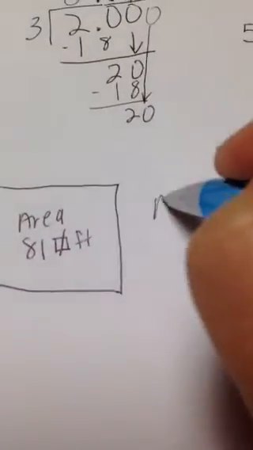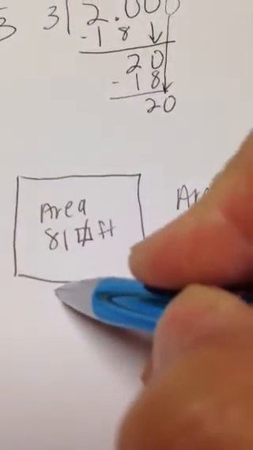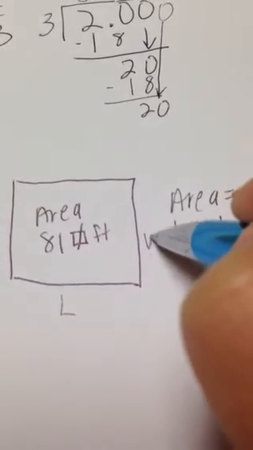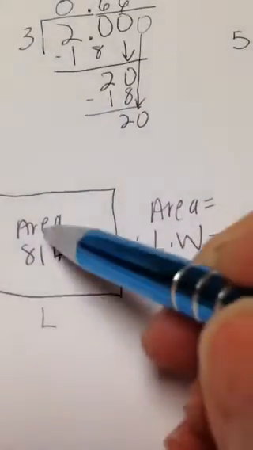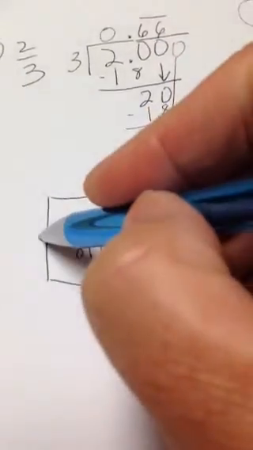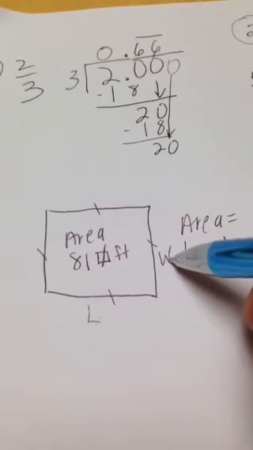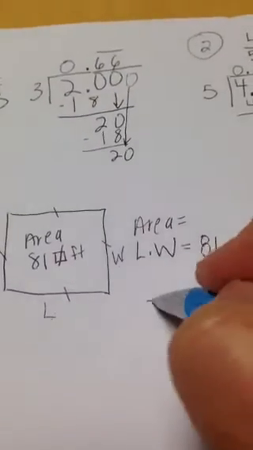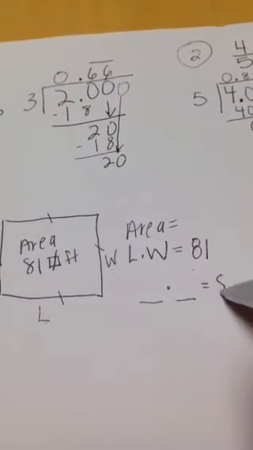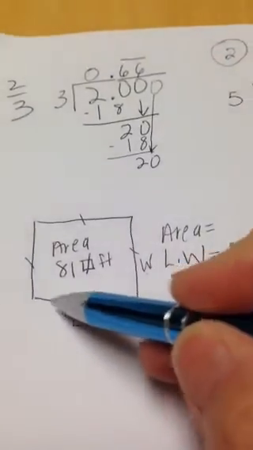So area, we know, is length times width. So the length times the width has to be 81 because they gave us that information. The area is 81. So this times this is 81. Since it's square, we know that the 4 sides are equal. So if this equals this, then some number times itself equals 81. Well, what number times itself equals 81? That number would be 9. So 9 is the length of one side.